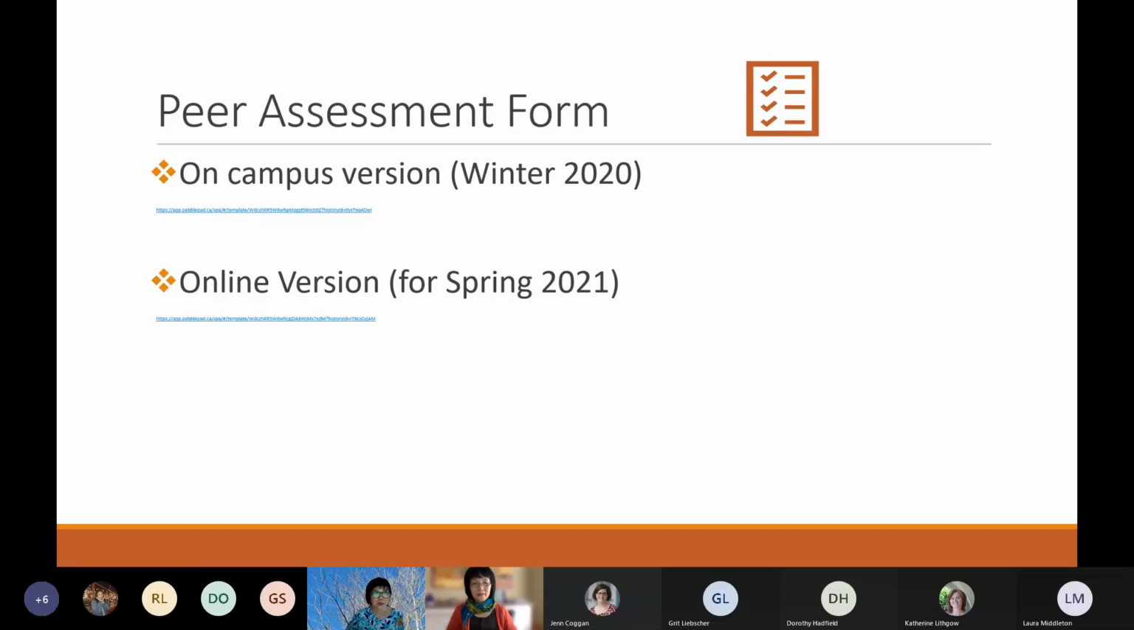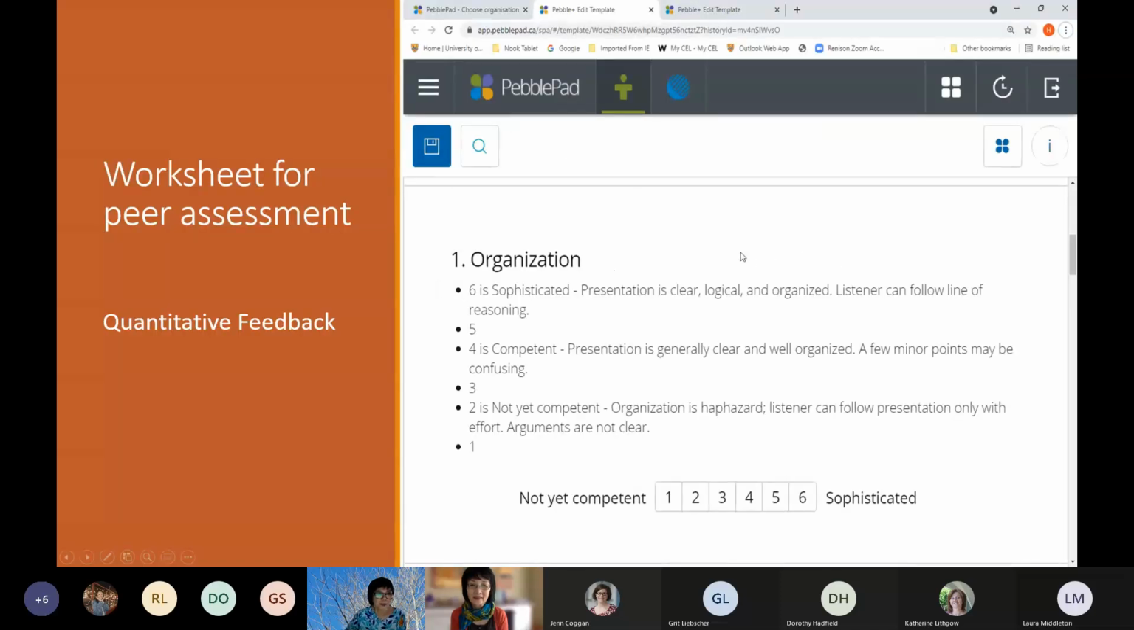I also like to share with you that after group presentation, the whole class would go through this peer assessment form to give feedback. And I want to show you what we did for our on-campus version of our assessment form. Debbie and I are also working with the Center for Extended Learning to develop an online version. So now we have another online version of the assessment form that might be interesting for you to take a look at as well.